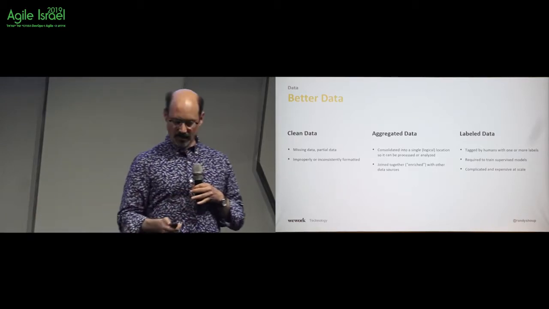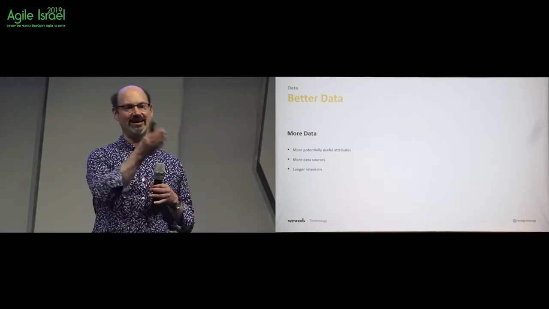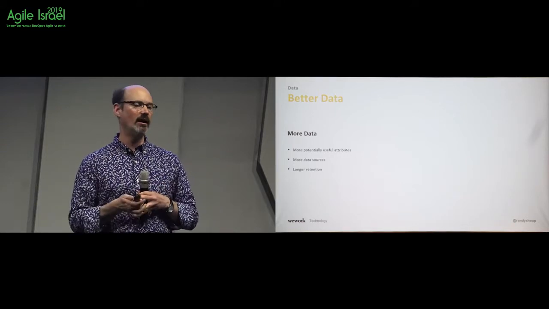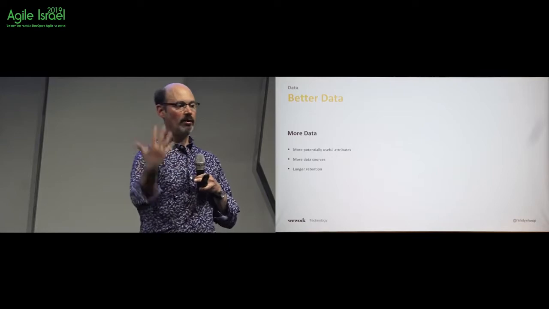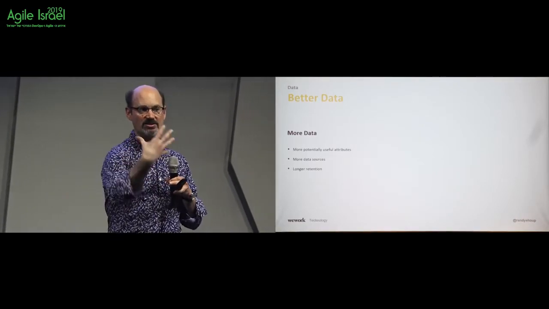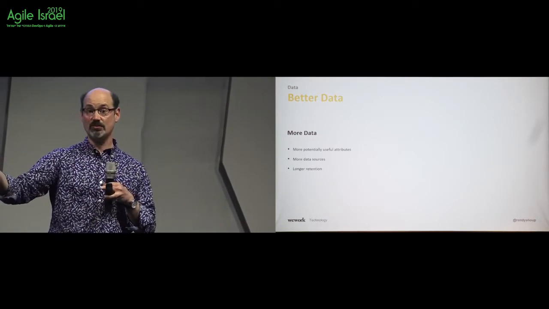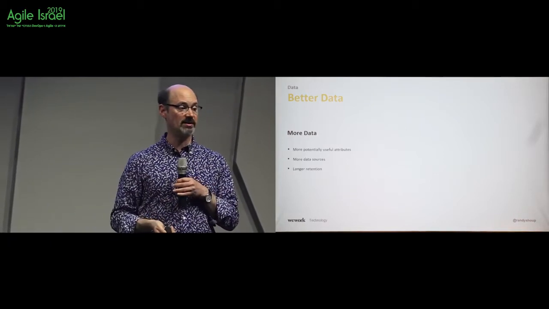Cool. All right. So the next aspect of better data is simply more. Once I have clean data, it's aggregated and it's labeled, now I want to acquire more and more data. And typically there will be some feedback loop where somebody who's trying to build a model says, oh well, if I had more attributes about this particular event, I could be more predictive. So great, more data is going to be better.